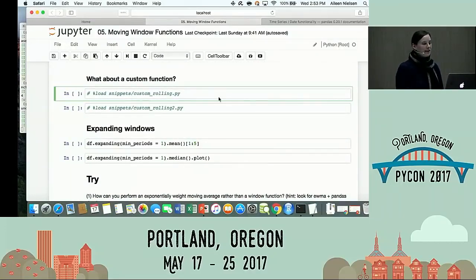Okay, what about a custom function? What if I have some really weird way that I want to aggregate my data or get information about my data? See if you can formulate a way to do your own custom summary. You're going to get in a list of 20 values or 50 values or whatever you set your window size as. What are you going to do with it?